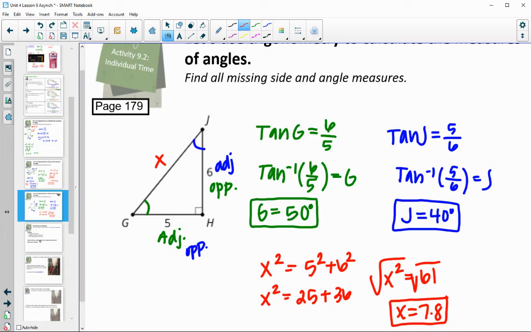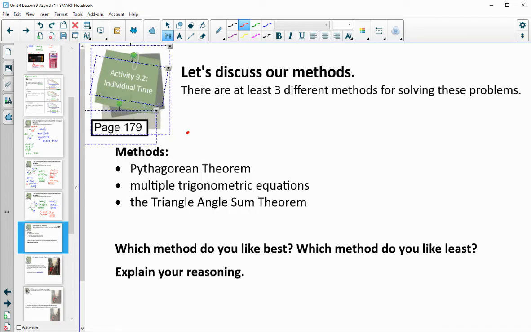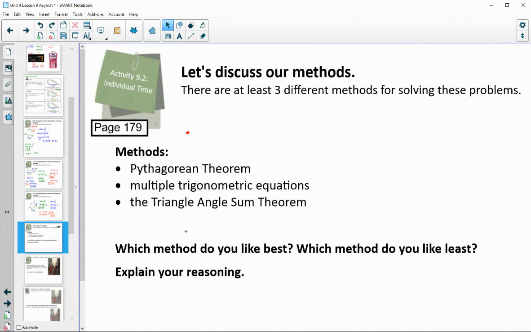So there's multiple different methods you could use that we talked about throughout. So looking for Pythagorean theorem, doing the multiple trig functions, and then triangle sum theorem. So whichever method you like best is fine. Use that to solve your problems.